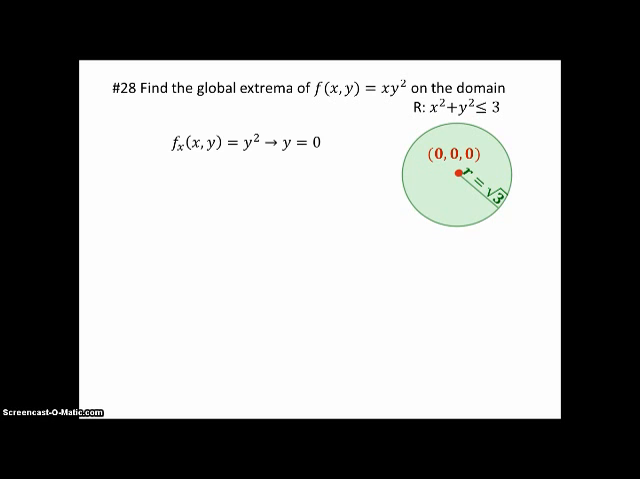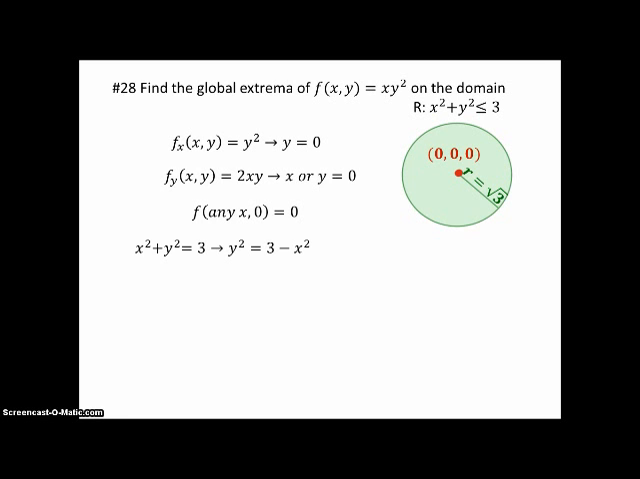So the partial derivative with respect to x is y², which yields y equals 0. And the partial derivative with respect to y is 2xy, which yields x or y equal to 0. And so basically x can be anything, but y has to be 0. So if we plug in any x value for x, but we plug in 0 for y, we're still going to get a z value of 0. So let's take a look at the edge.